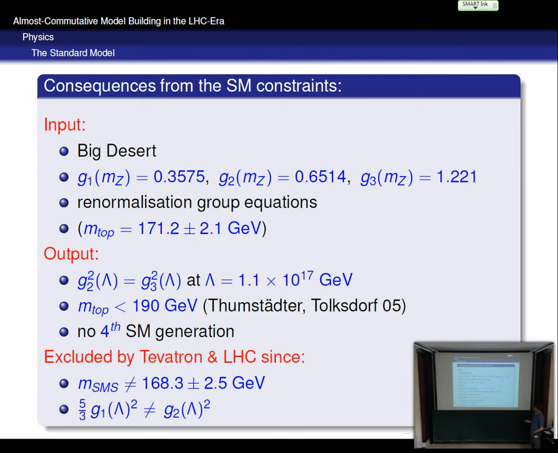So we have some extra input now. We put in what's called the big desert, so that we have only the standard model, and that's everything up to the cutoff energy, which is of course quite an extrapolation, because we measure up to 10 to the 3 GeV if we are lucky now with the LHC, and the cutoff scale turns out to be 10 to the 17 GeV, so 14 orders of magnitude.